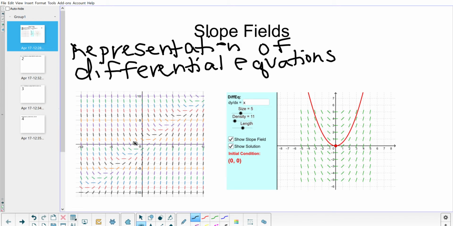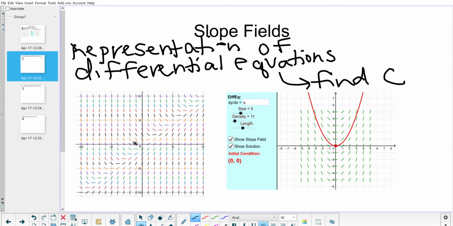Okay, so when you wrote a differential equation, you often had a C value, okay? So slope fields are going to allow you to find C, okay? So let's dive into this.